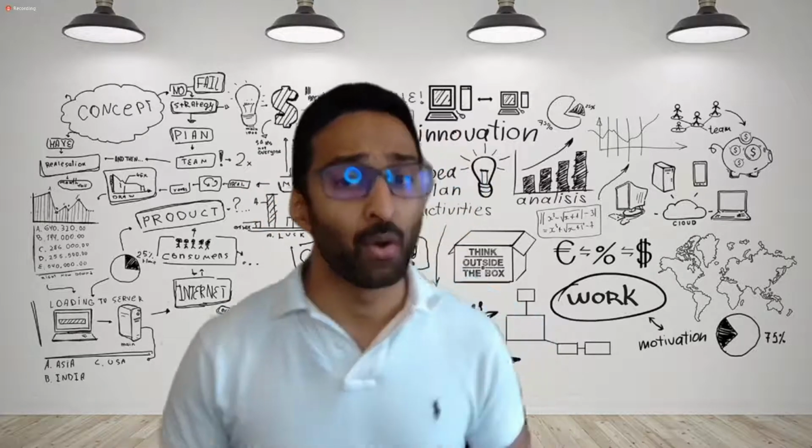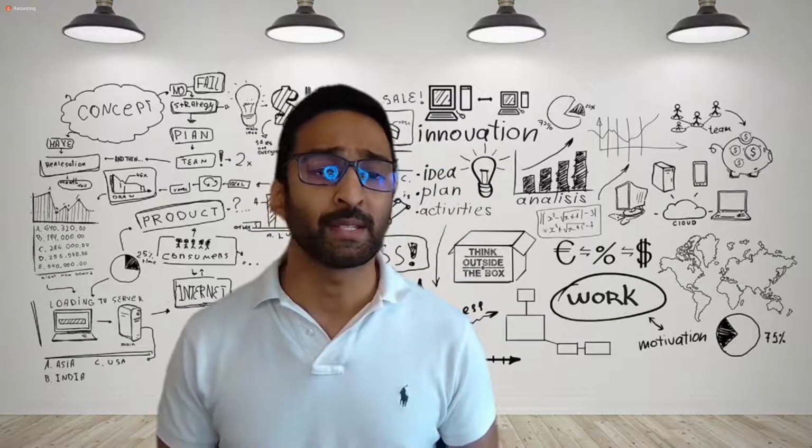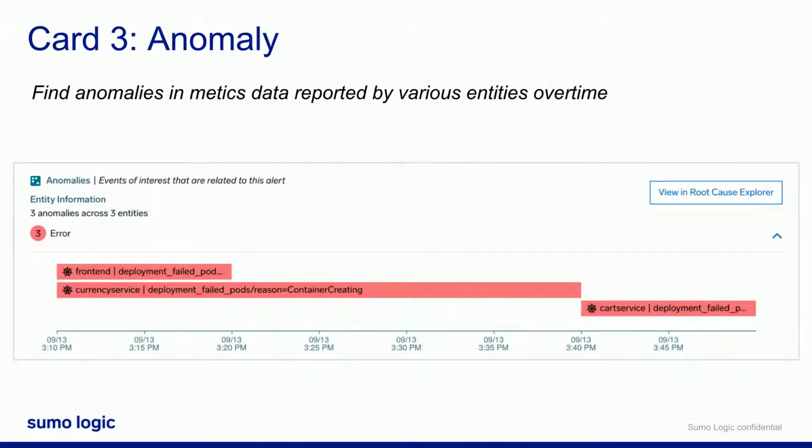The next card is called Anomalies card. In this card, the system tries to find anomalies in your metrics data reported by various entities over time, right? In this example, we can see a bunch of anomalies that the system has identified on the front-end service, the currency service, and the cart service, where there seems to be some pod failures happening, right? And it is surfacing all of these anomalies in this sort of a timeline view to make it easy for you to consume this information and act on it.